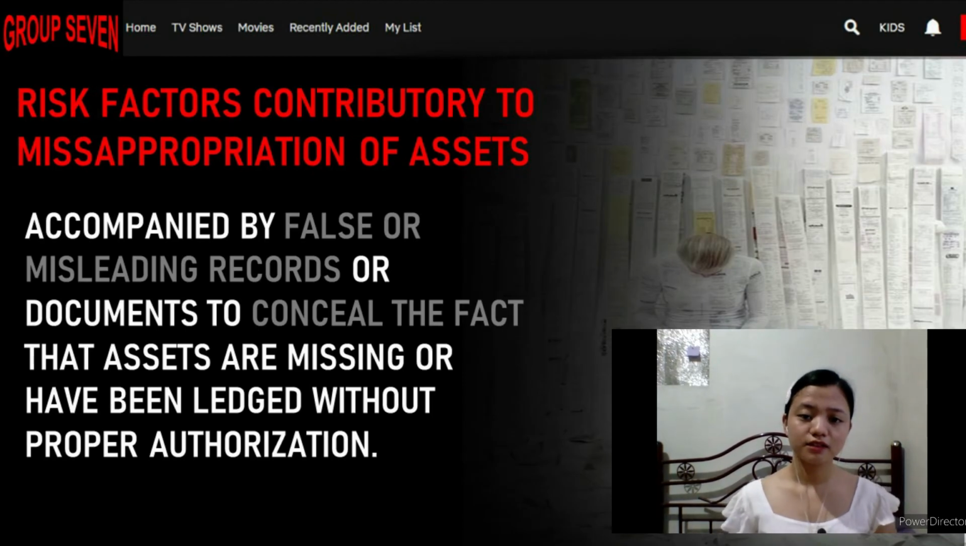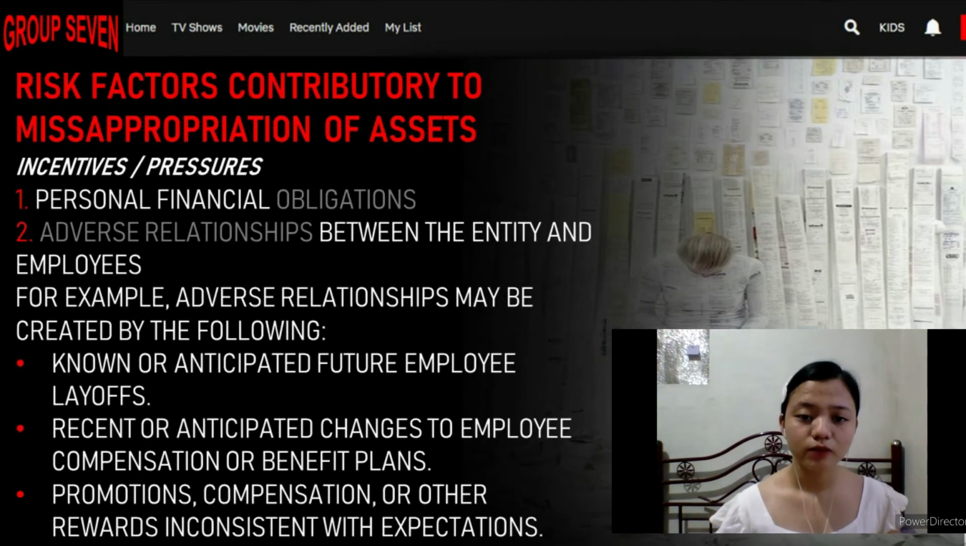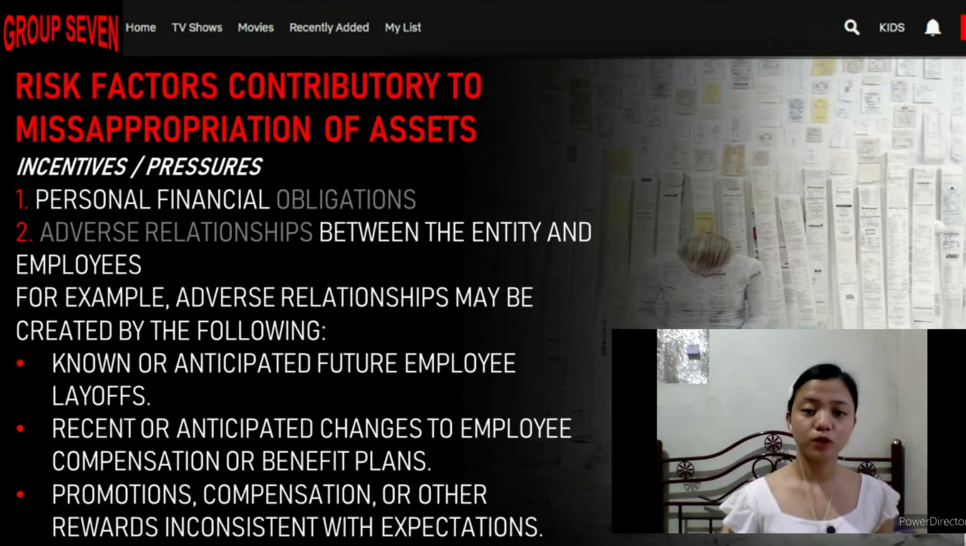Misappropriation of assets is often accompanied by false or misleading records or documents in order to conceal the fact that the assets are missing or have been pledged without proper authorization. The following are the risk factors. Number one is incentives or pressure. Pressure arises when an individual has personal liabilities or needs, and he or she has access to the assets of the company susceptible to theft to misappropriate those assets.